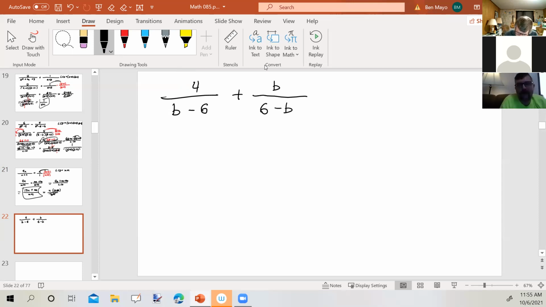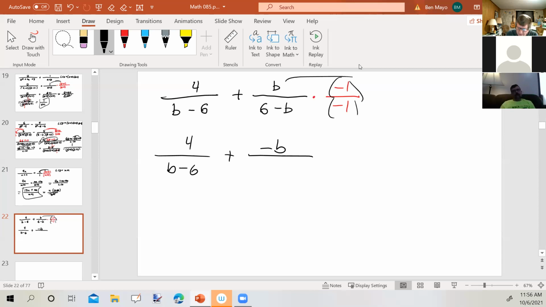Consider this, okay? Let's go back to the other day when I don't think anybody was here live, at least for the first part. b minus 6 and 6 minus b, those are opposites of each other. So what I can do, I can take one of these fractions and multiply it by -1 over -1. Okay, what is that going to do? Well, my first fraction is going to stay the same. My second fraction, in the numerator, I'm going to get what? -b. In the denominator, I'm going to get -6 plus b.